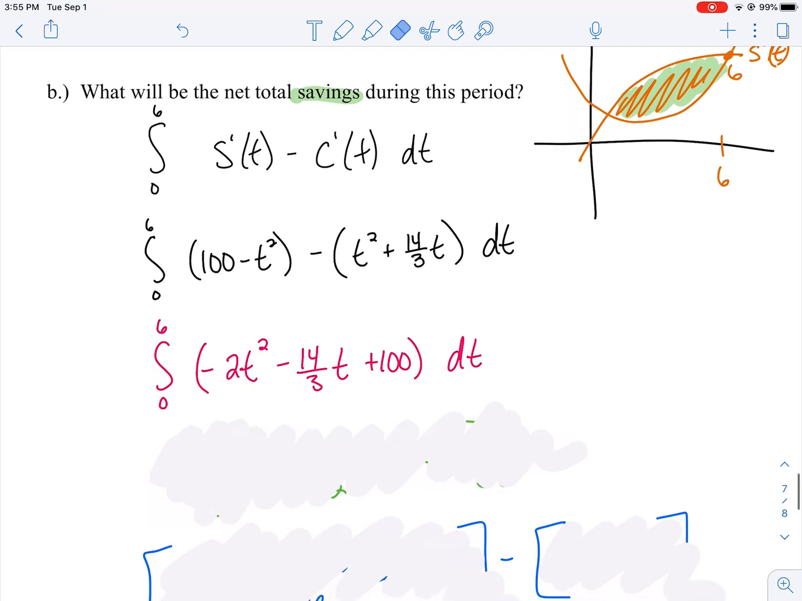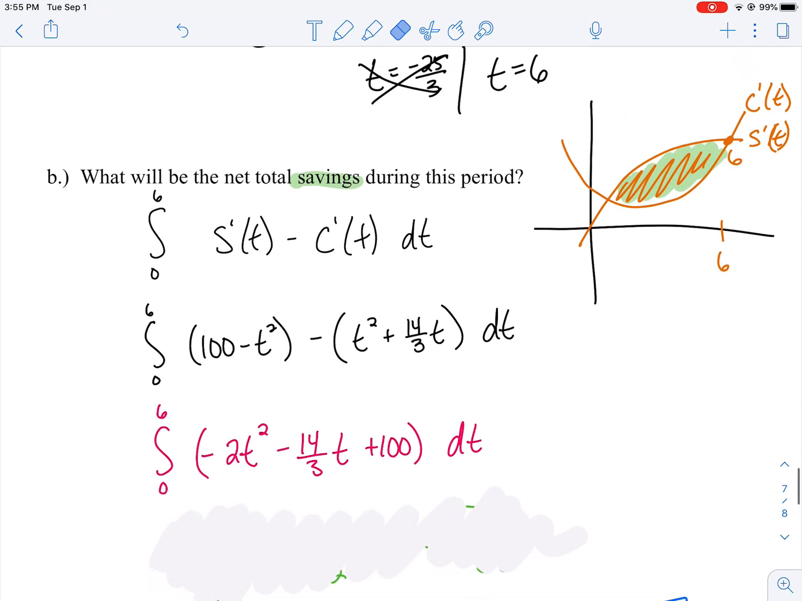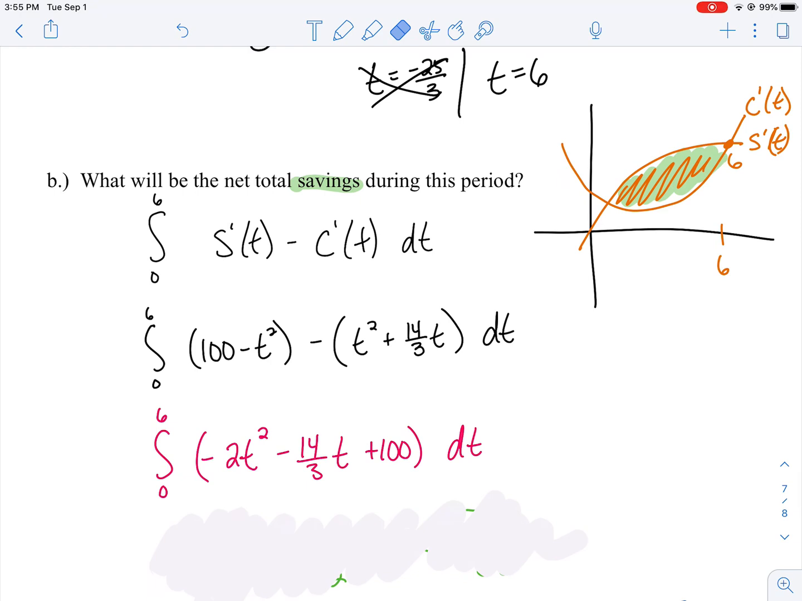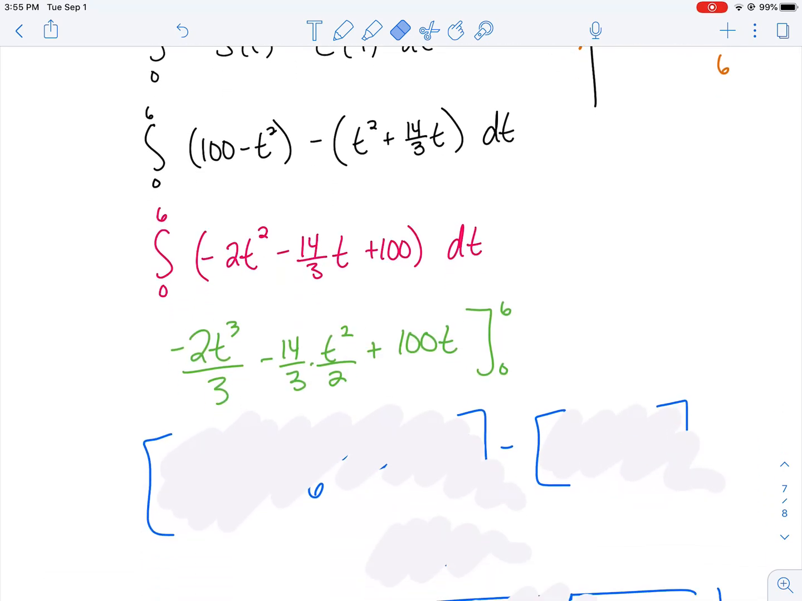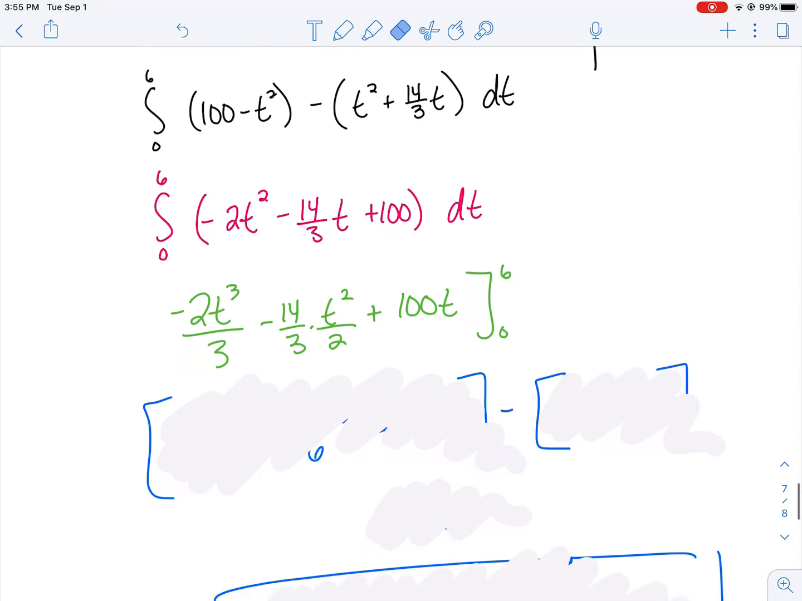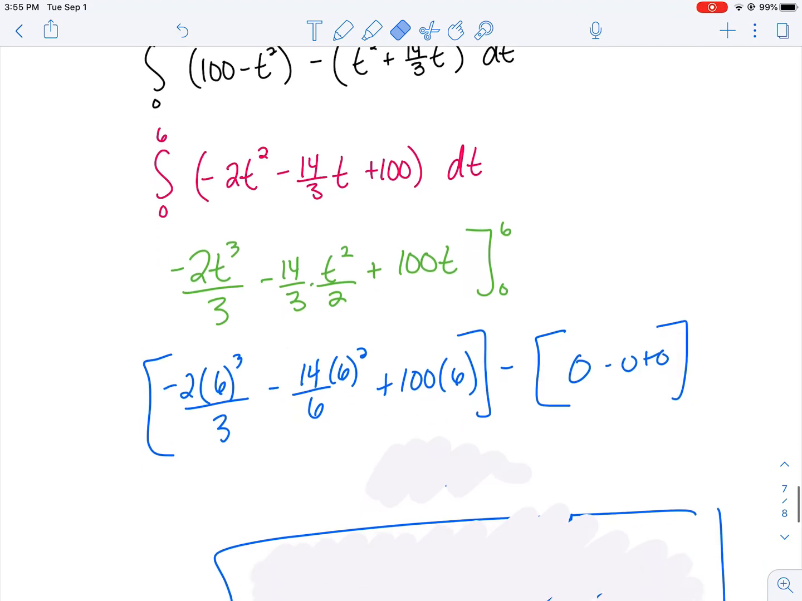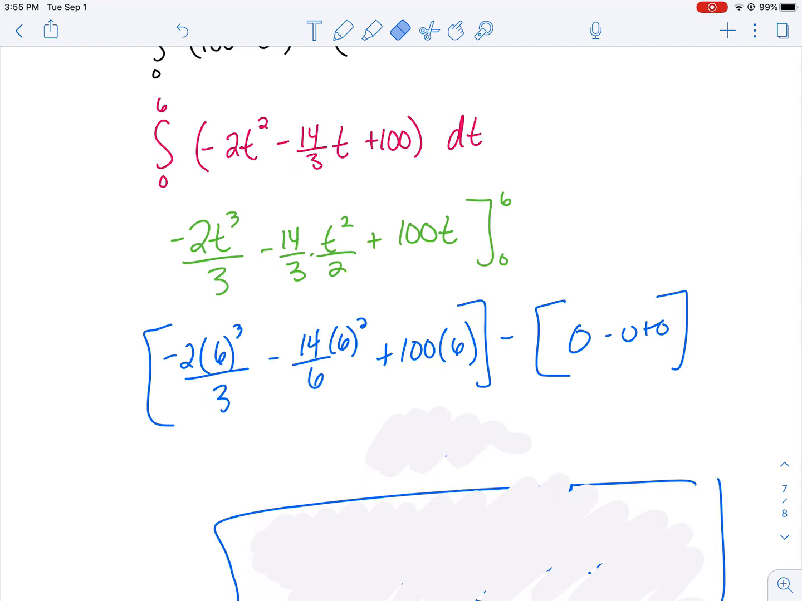Let's distribute that negative and combine like terms. And so now I can find the area between these two curves, from 0 to 6. What that's going to do is give me the antiderivative, which is the actual savings compared to the actual cost over these 6 years. Let's integrate. I ended up getting negative 2t cubed over 3 minus 14 over 3 times t squared over 2 plus 100t, and we want to evaluate it from 0 to 6. That means I'm going to plug in my upper limit, my 6, I'm going to plug in my lower limit, my 0, and then I'm going to subtract those two.